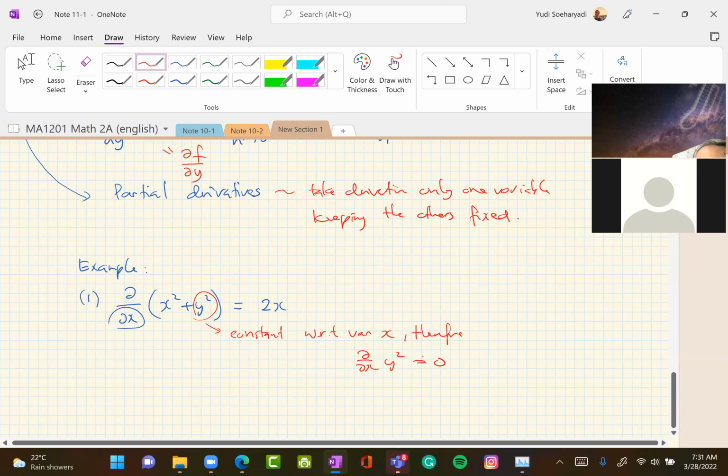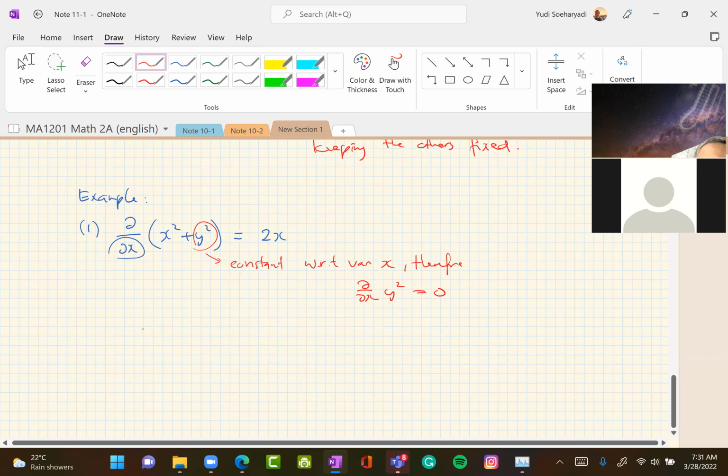Okay, so any symbol other than x is treated as a constant.